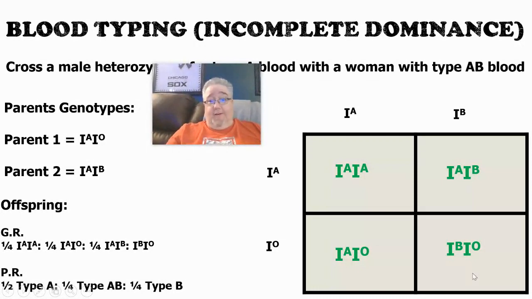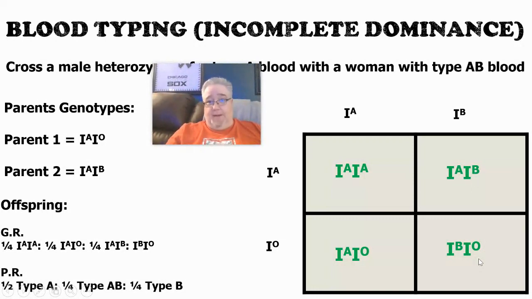For phenotypes, you're telling me what blood type they are. So, it would be 1/2 type A blood. There's 2 out of these 4 type A blood. 1/4 would be type AB, and 1/4 would be type B.